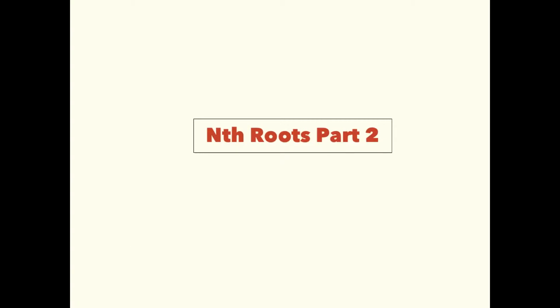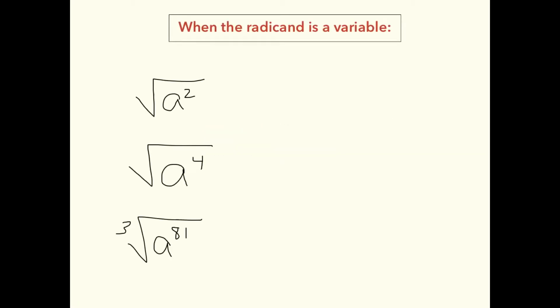Let's get started. Alright, just a quick clarification. This is the back page of your Unit 4 Nth Root notes. So we were working with radicands that were numbers, and now we're working with radicands that are variables. Remember, radicand is just what's under the root. So here are a couple examples.